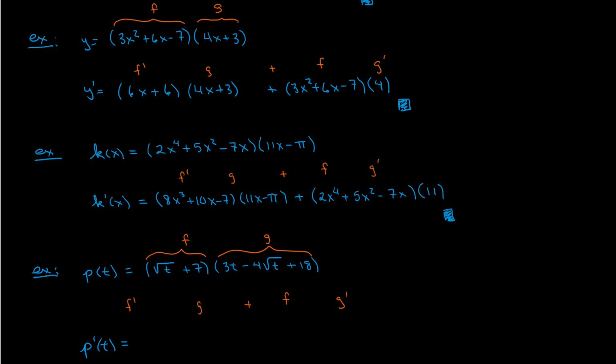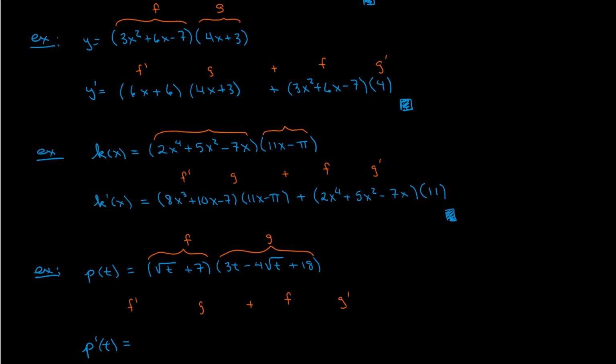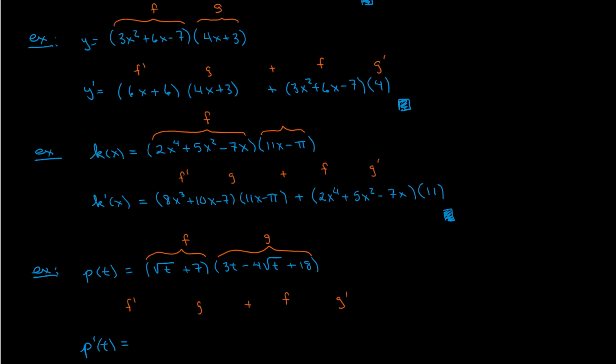Here in the middle of the screen, we have k of x is equal to 2x to the fourth plus 5x squared minus 7x times 11x minus pi. So we have a first piece that we're going to multiply times a second piece. First piece we'll label as f, the second piece we'll label as g. I'm going to write down the rule that we're going to follow, f prime g plus f g prime, and then just follow the rule. It's kind of like having a recipe.